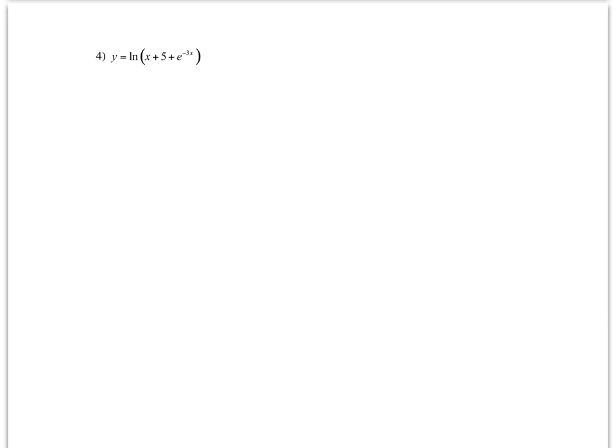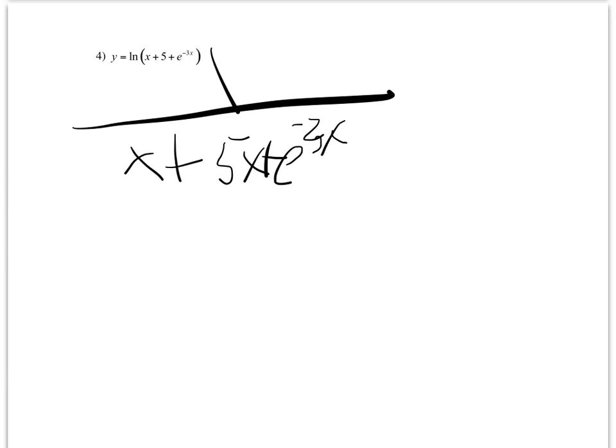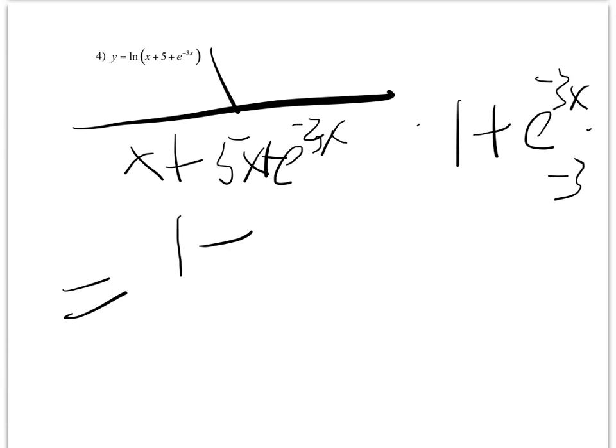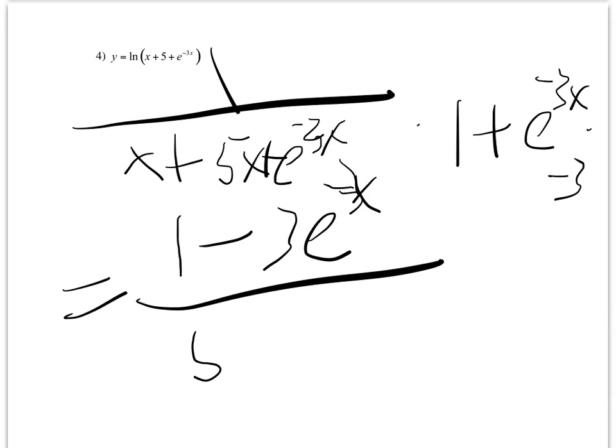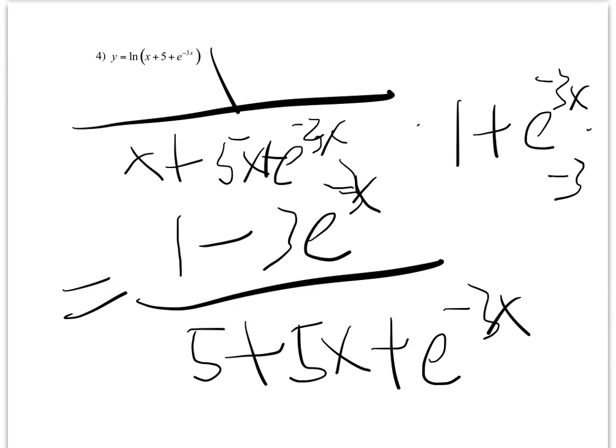Okay, let's see the fourth one. For the fourth one we use the chain rule two times. The derivative of ln is 1 over the thing inside. Then the chain rule using the inside is 1 plus e^x times... So the final answer is 1 divided by 3x over... This is the final answer.